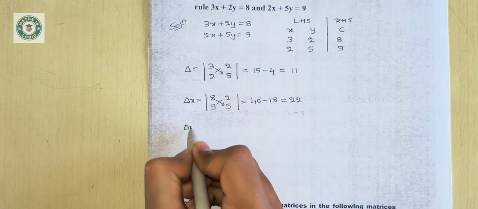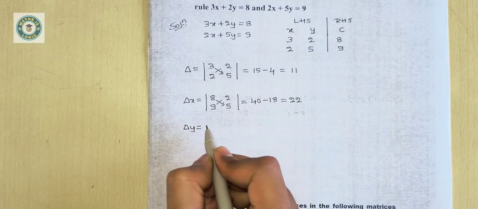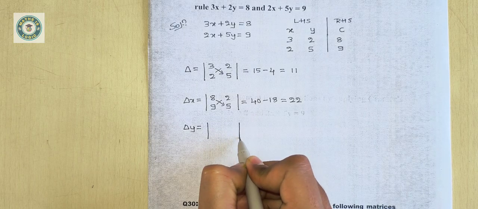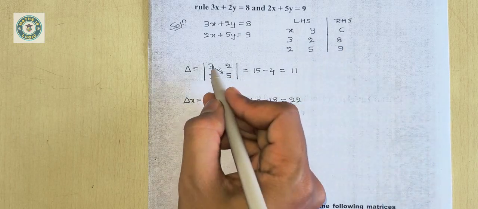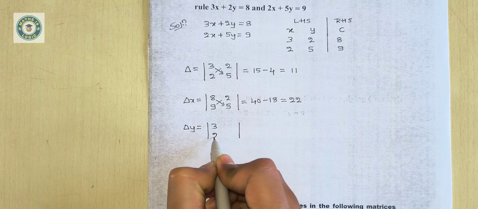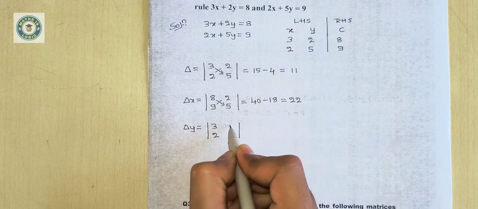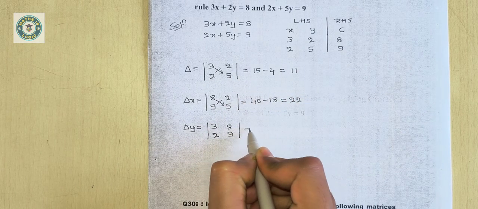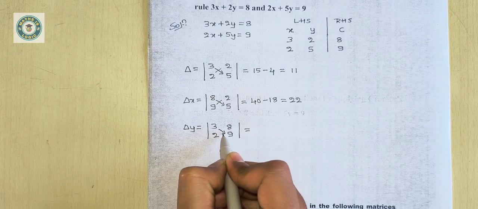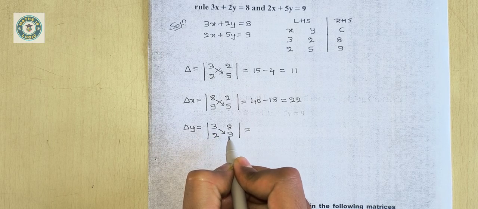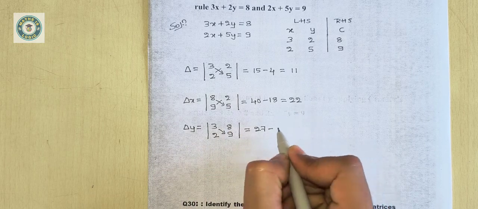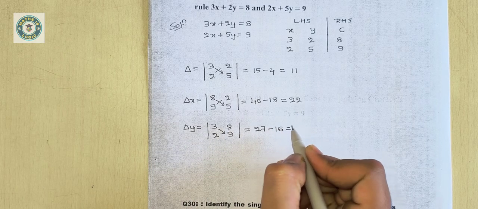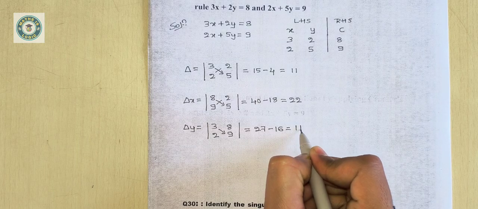Next, find delta y. For delta y, in delta the second column we should replace by the constant terms, and the first column stays as it is, that is 3, 2, and the next column is 8 and 9. Again apply the second order determinant rule. 3 into 9 is 27 minus 8 into 2 is 16. So 27 minus 16 is 11.